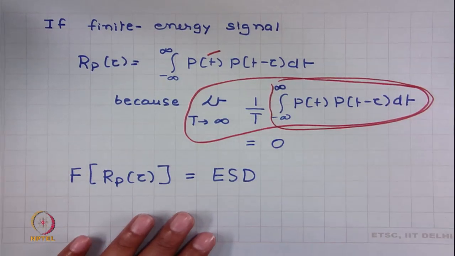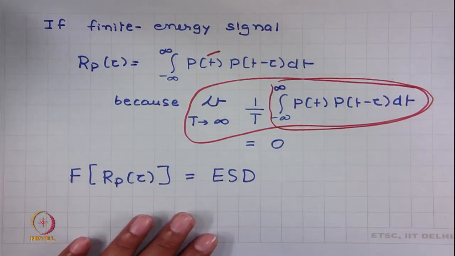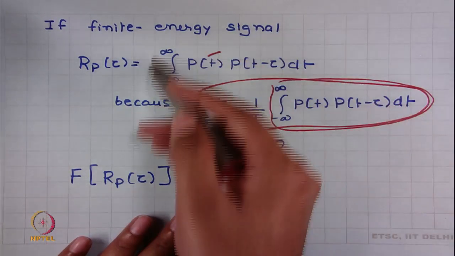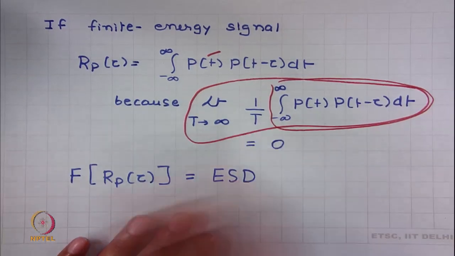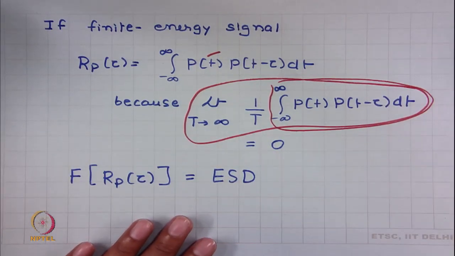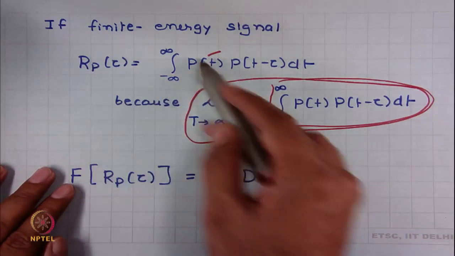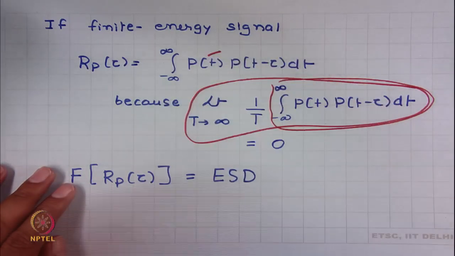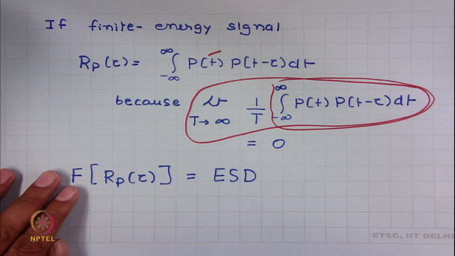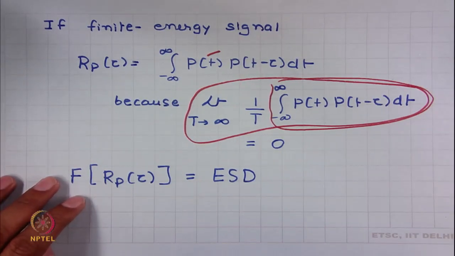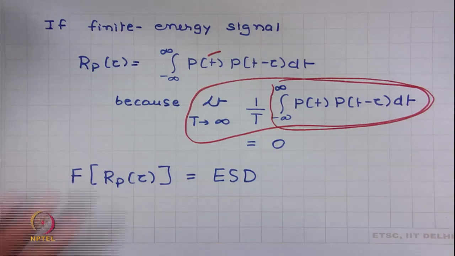So, there would be no meaning of that autocorrelation function. Once I have a finite energy signal, I define the autocorrelation function just by using this integration and not dividing it by T, because that would make it 0. And if I take the Fourier transform of this autocorrelation function, which has this definition, then the Fourier transform of this is energy spectral density and not power spectral density. Okay. Let us see why that is.